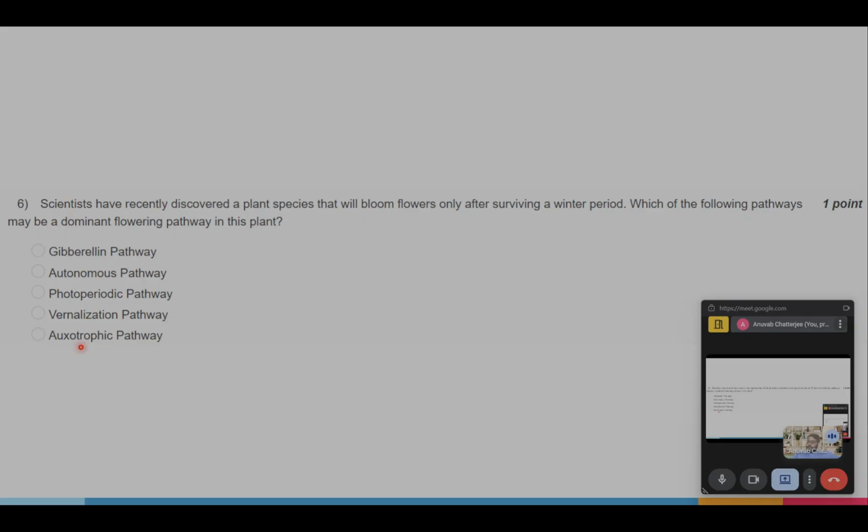So all of this is maintained by a lot of pathways, and we are being asked if a particular plant will only bloom after surviving one winter period. So if it has not seen a winter, then the plant will not produce a flower. So what do you think is the pathway that controls this? Five options, only one is correct. I will give you a moment to figure this out.